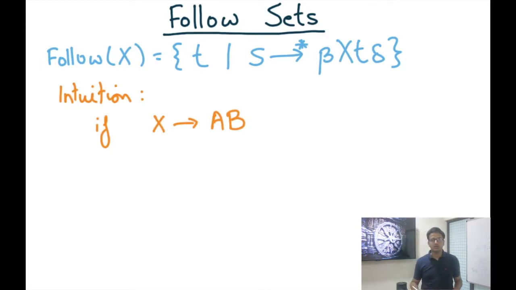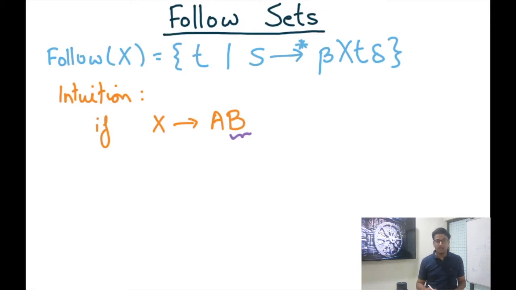Now consider a production X produces A B in your grammar. Then notice that if something belongs to First(B), then it would also belong to Follow(A), because from X producing AB, I can start deriving from B, and if small t appears in First(B), then small t would be following A. There's one exception to this.